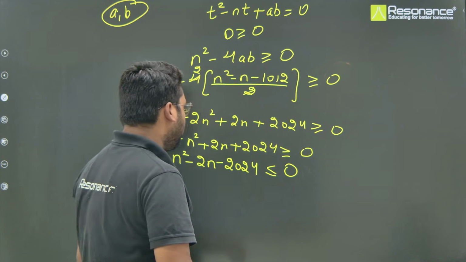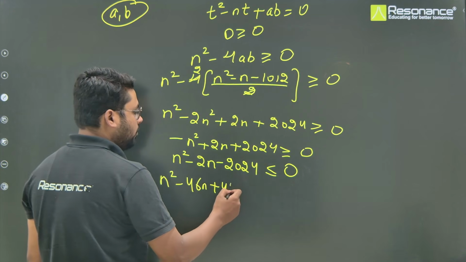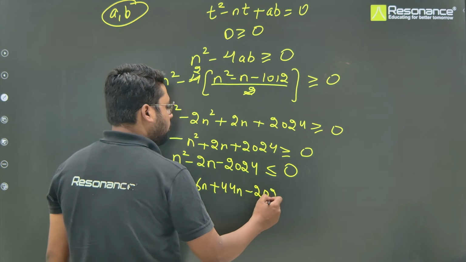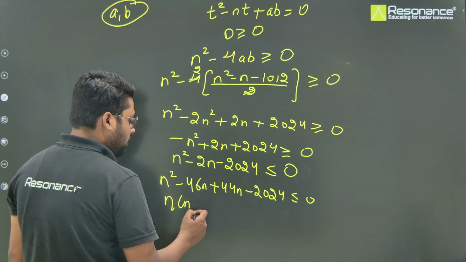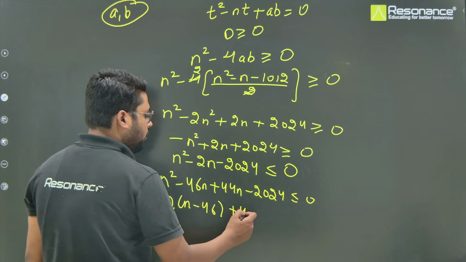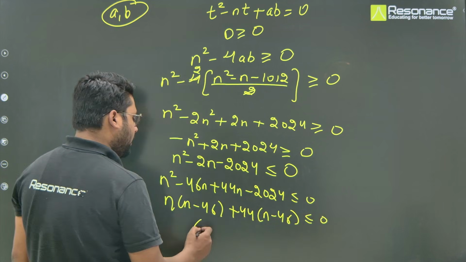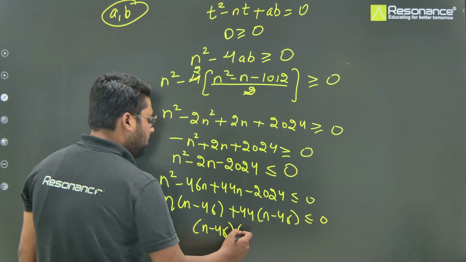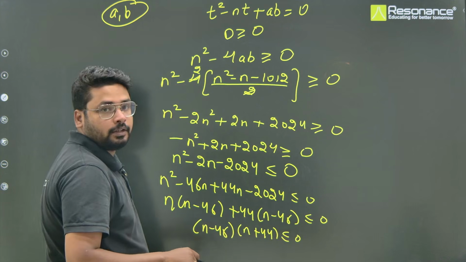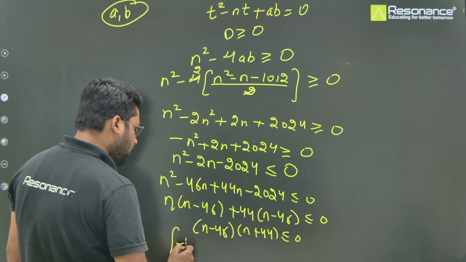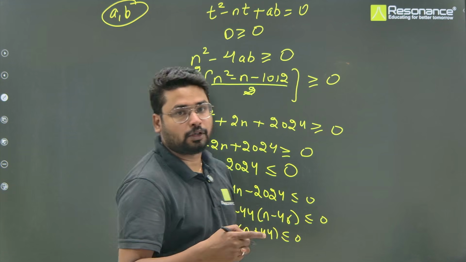Now we use factorizing the middle term. If you factorize it, n square minus 46n plus 44n minus 2024 less than or equal to 0. From this, if you take common, n minus 46 and n plus 44. So the range of n is from minus 44 to 46. These are the possible values of n, minus 44 to 46.